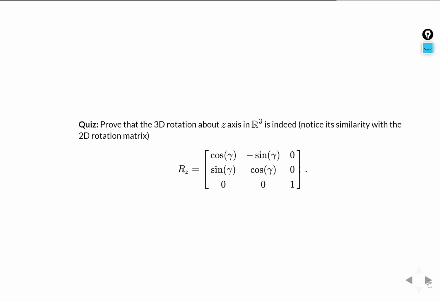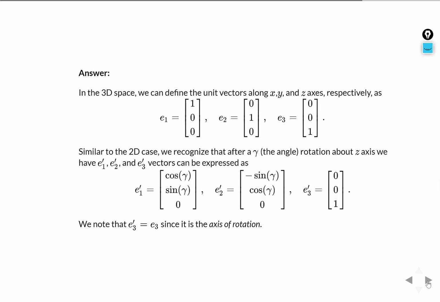Now we're going to prove 3D rotation matrices. The first question is, if you have a rotation about the z-axis, prove that we will get the following matrix as our rotation matrix. Now the answer is very similar to the previous case, except it's a little more complicated because we have 3 bases. Similarly, we define our E1, E2, and E3 bases. Notice that E1 is along the x-axis, E2 is along the y-axis, and E3 is along the z-axis.